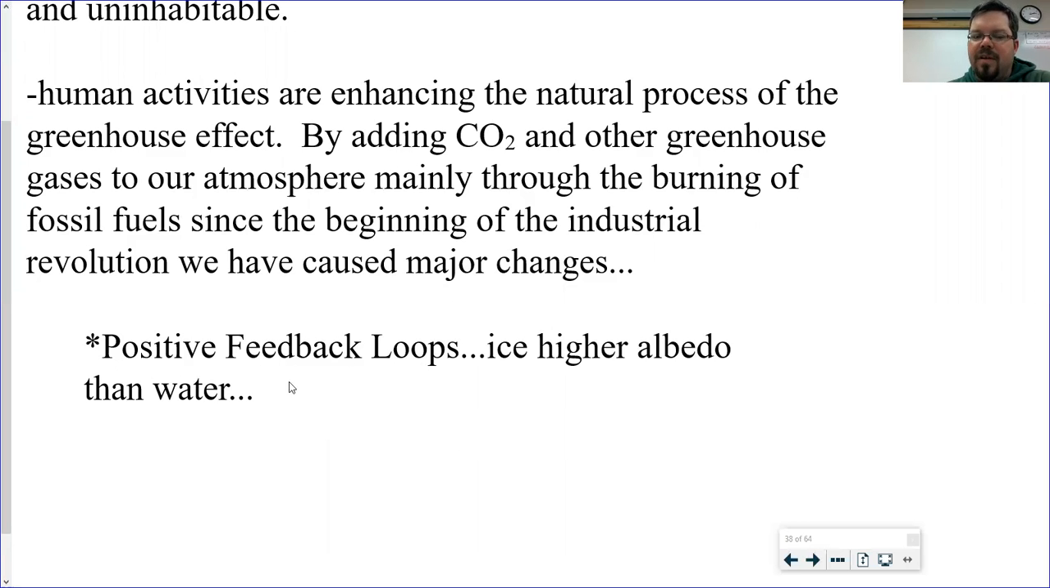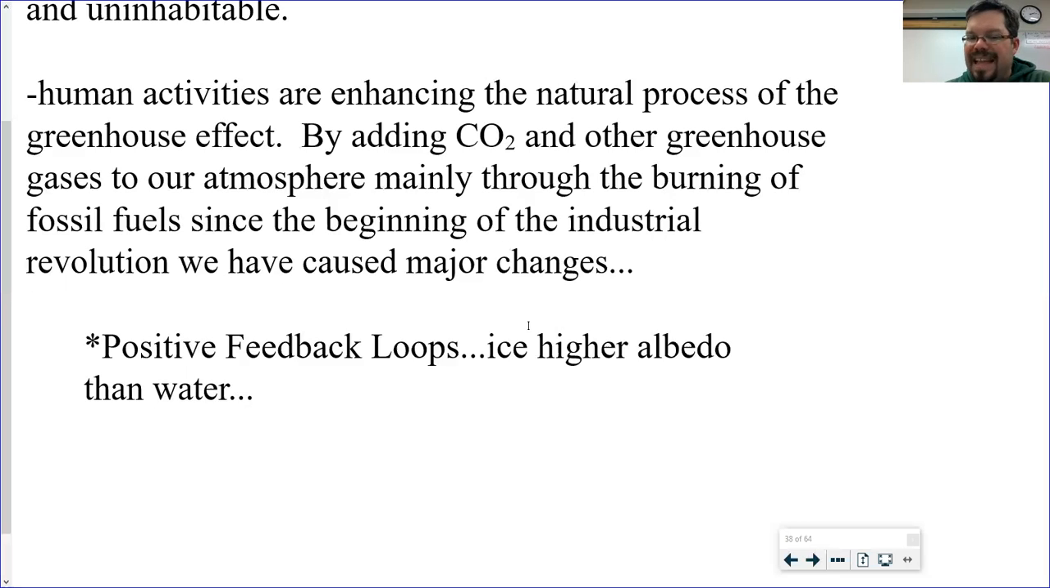Again, when I say positive, it doesn't mean positive in a good way. It just means positive in the fact that the result of global warming or climate change actually drives global warming or climate change even further. So the example of ice: remember, ice and snow has a really high albedo, okay, higher than, say, land or water surfaces. Well, as global temperatures have risen, we're seeing a consistent reduction in the world's glacial ice coverage.